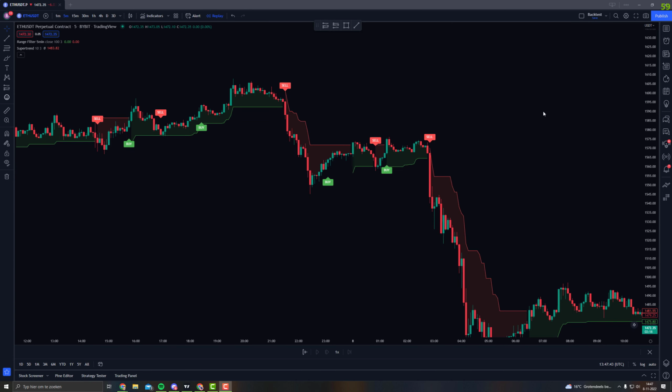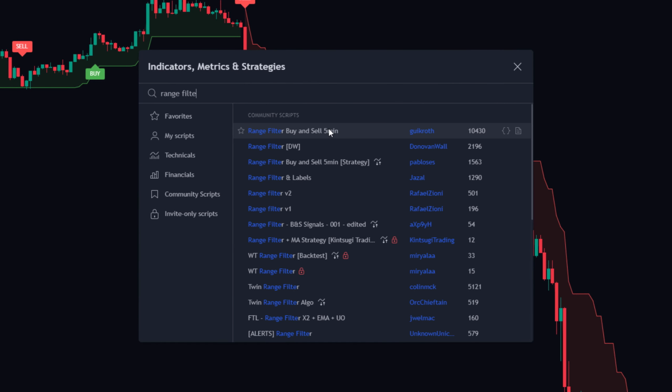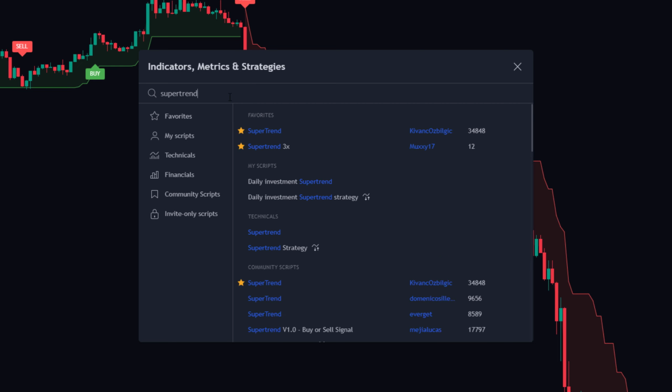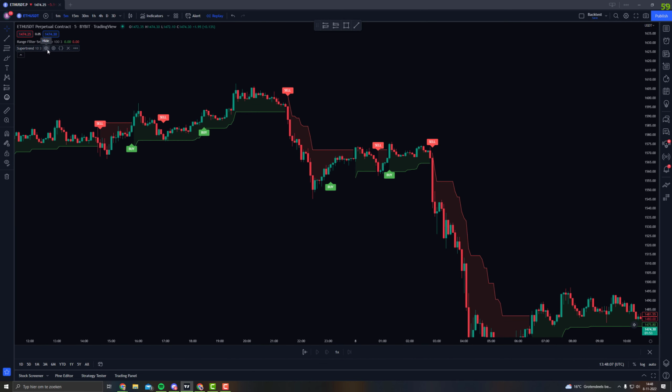So what you want to do is add these 2 indicators. One is going to be the range filter buy and sell 5 minutes. It is downloaded quite often. And we're going to use a super trend. I'm using the default technical one of TradingView itself. It's this one, the super trend. For the basic super trend, you're not going to change anything. You're going to leave it like that.